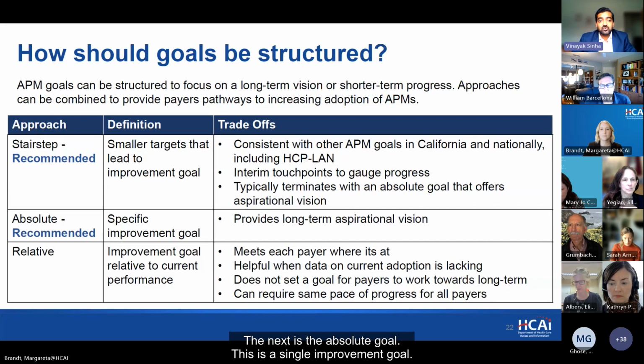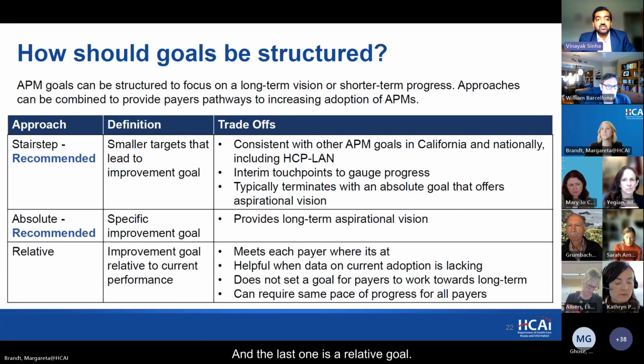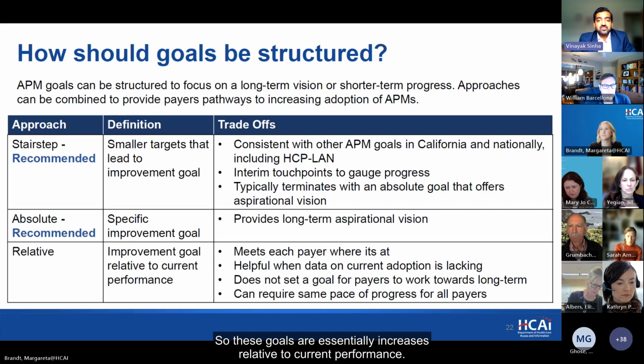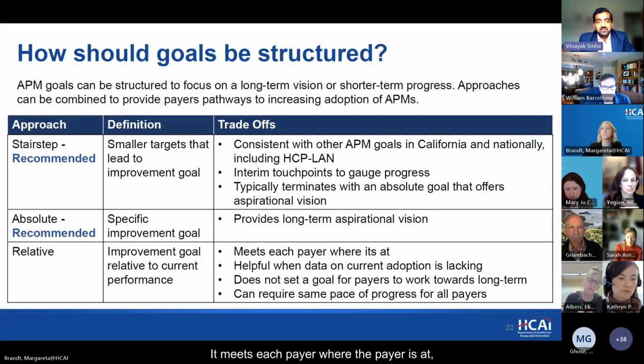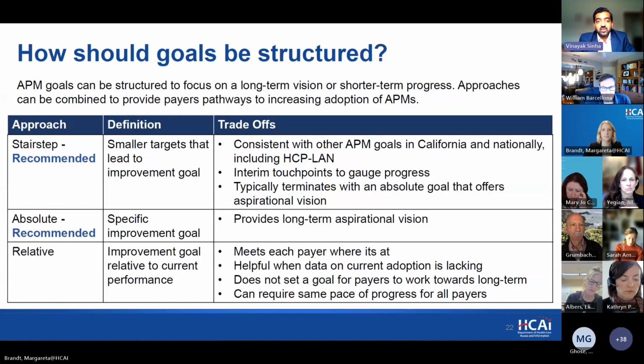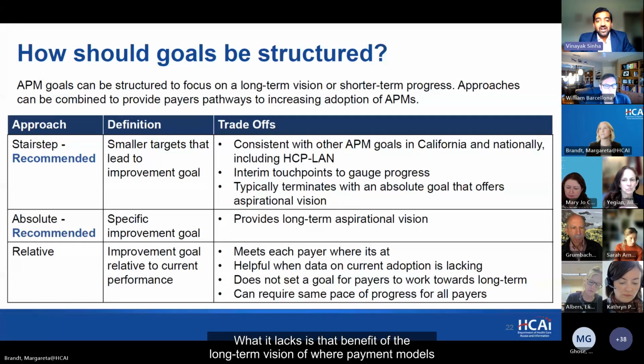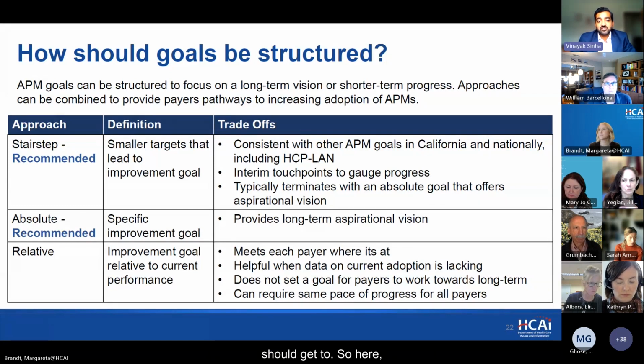The next is the absolute goal. This is a single improvement goal. It provides that long-term aspirational vision. And the last one is a relative goal. So these goals are essentially increases relative to current performance. It meets each payer where the payer is at, and at the same time can require the same pace of progress for all payers. And it can also be helpful when data on current adoption is lacking. What it lacks is that benefit of the long-term vision of where payment models should get to.